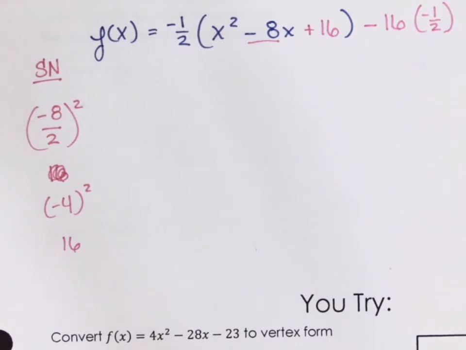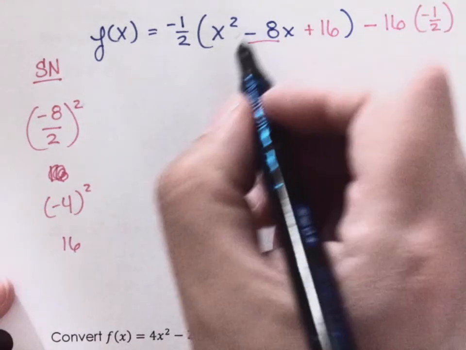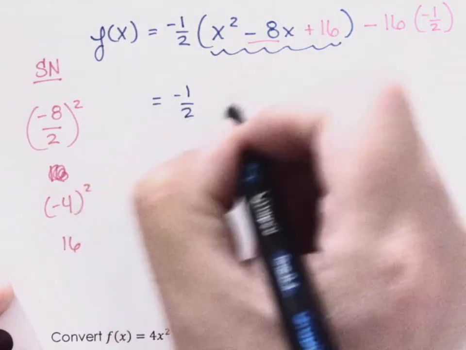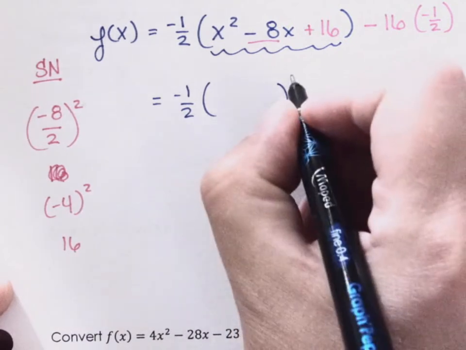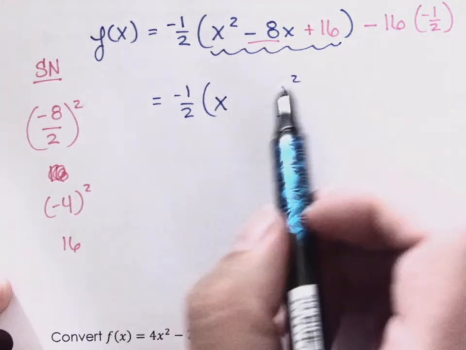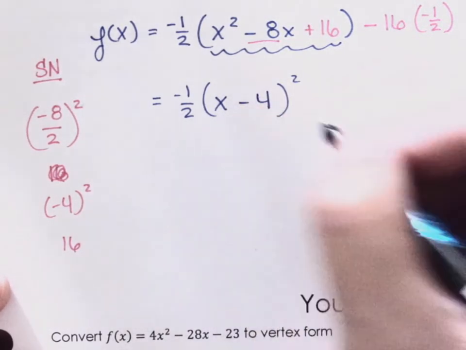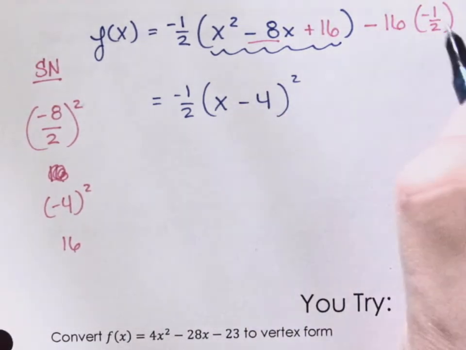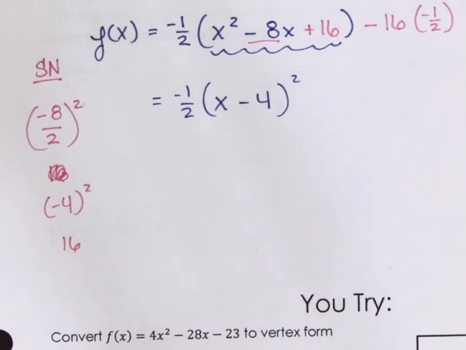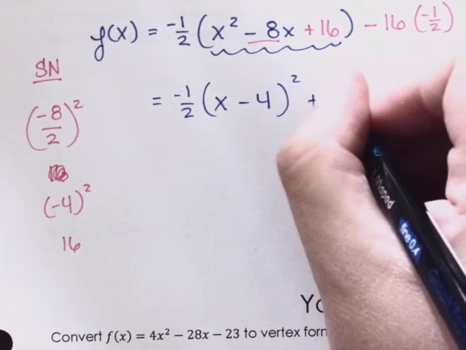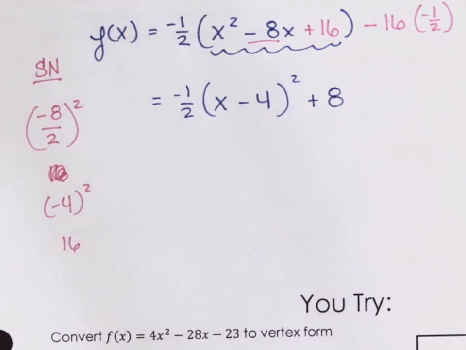Okay, so now we're going to tighten it up. We're going to factor this. Anybody intimidated by factoring that now that you know my secret? No. So x, and what's the constant in that binomial? -4. And now I got to do this math. -16 times -1/2. And now it's in vertex form.